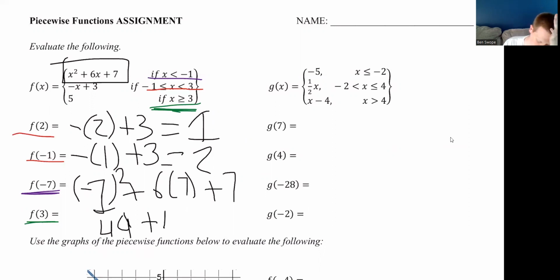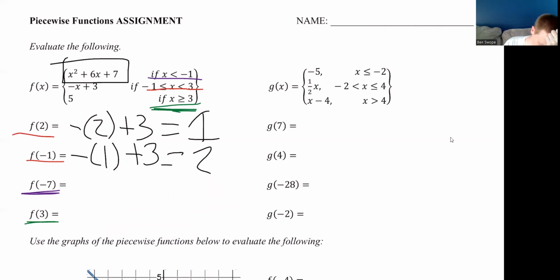6 times 7 is 42, and then plus 7. If you work this out, 49 plus 42 is, actually, I would combine these. This is 49, so 49 plus 49 is 98. You would get 98. Put it in a calculator if you don't believe me. This one would have been 98.